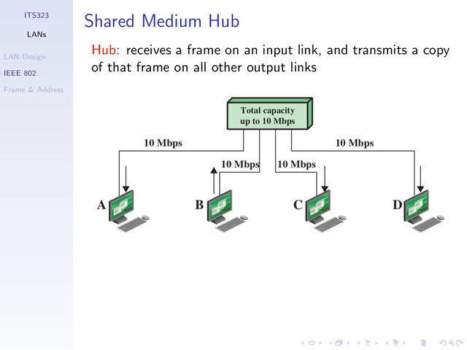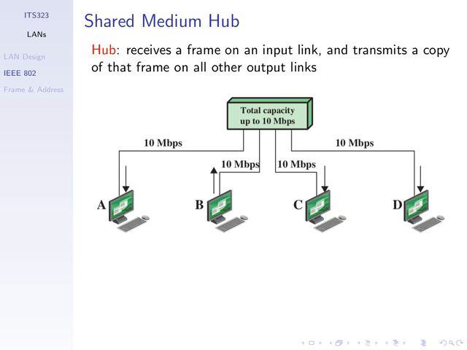Then let's say B wants to transmit to C. It transmits the signal, the frame, which is just some signals transmitted to the hub. The hub just takes a copy of that and sends it on all of the output links. So transmitting to the hub, and then the hub copies that and transmits to all the outputs. So it transmits the frame as a set of signals.